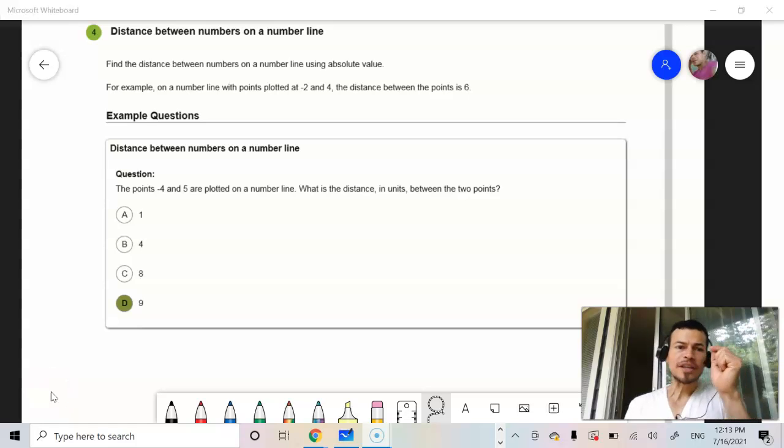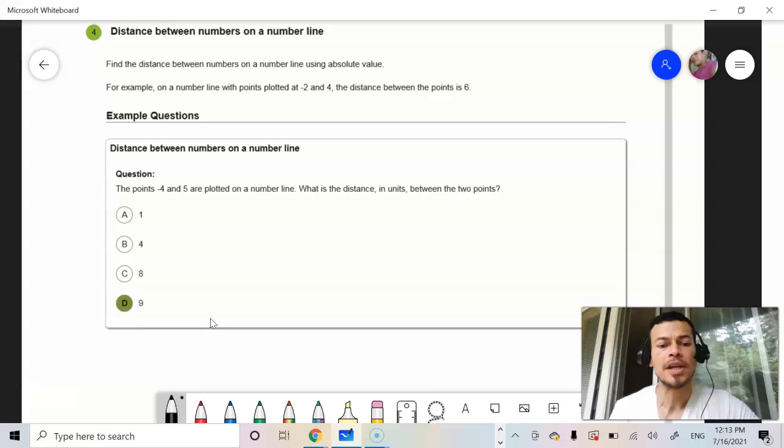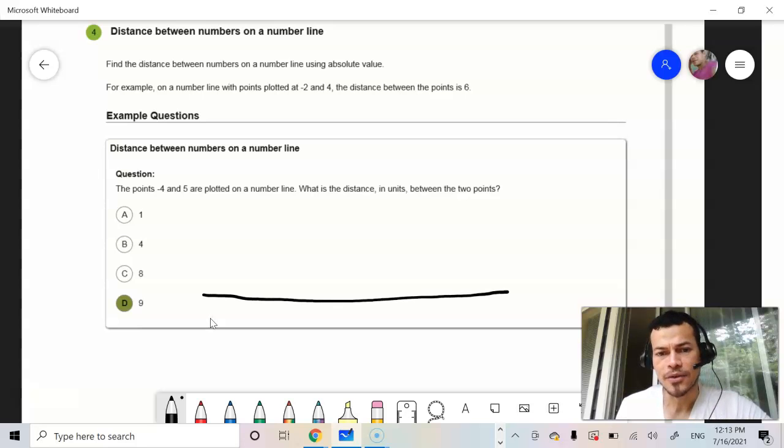Exercise number 4, we're going to talk about the distance between numbers on a number line, and we're going to remember, and we did that for exercise number 1, I think, if I'm not mistaken. So we're going to review what is the number line. Remember that the number line is a line, and then you have 0 here, okay? You have the positive numbers on the right and the negative numbers on the left.